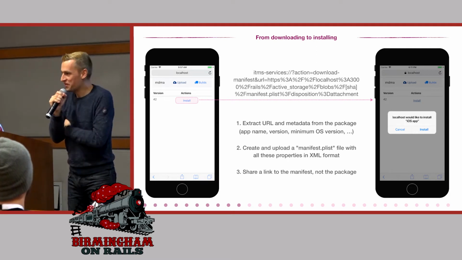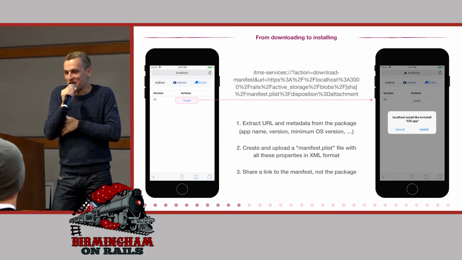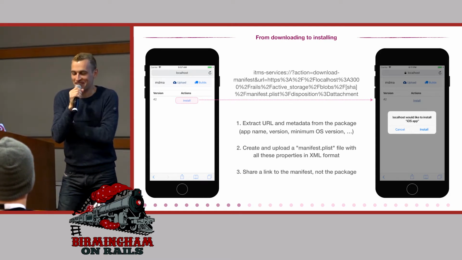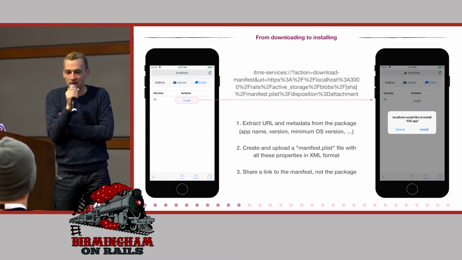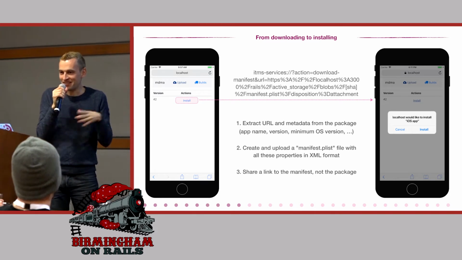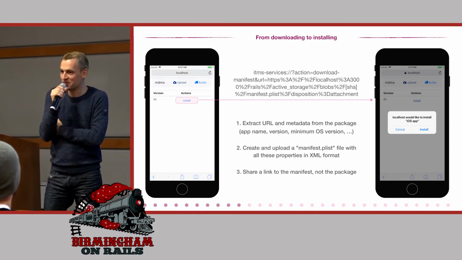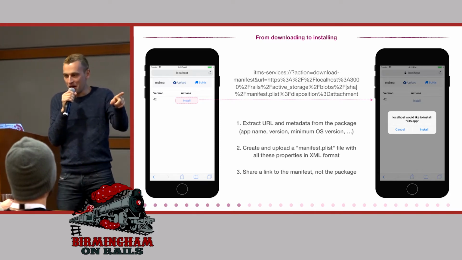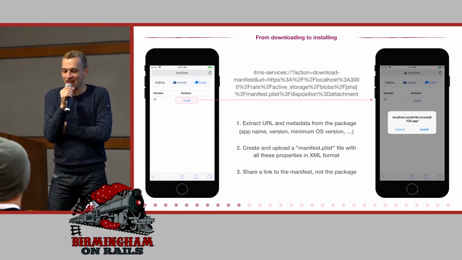So, even if you don't want to try Active Storage, maybe you've learned something today. You can make your own app and share it with your friends, but there's this little bit of manual process to do. You need to share a link to a manifest that links to your actual package.